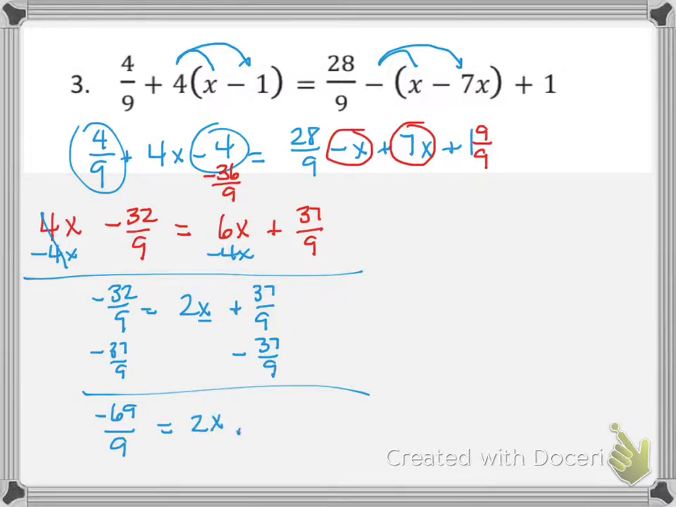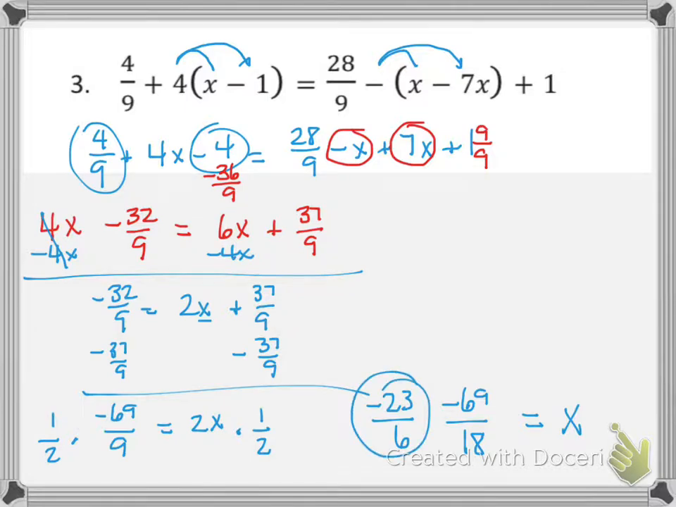And then we can multiply by the reciprocal, and we get x is equal to negative 69 over 2 times 9, which is 18. All right, and then we can simplify that. Both can be divided by 3. So if we divide them both by 3, we would get a negative 23, and 18 divided by 3 is 6. So a negative 23/6 would be our answer.